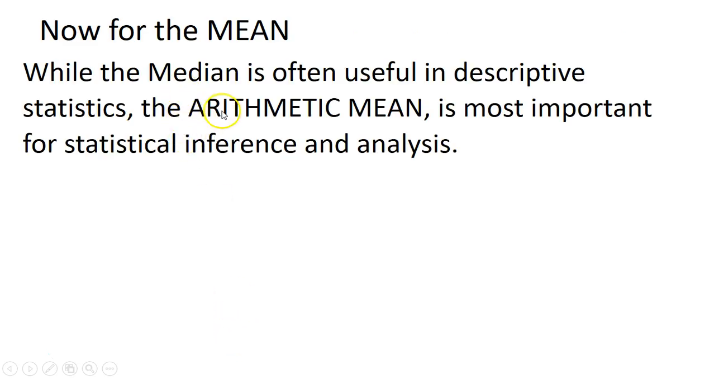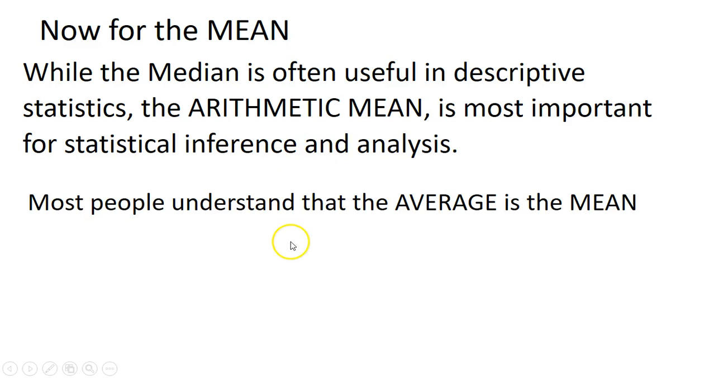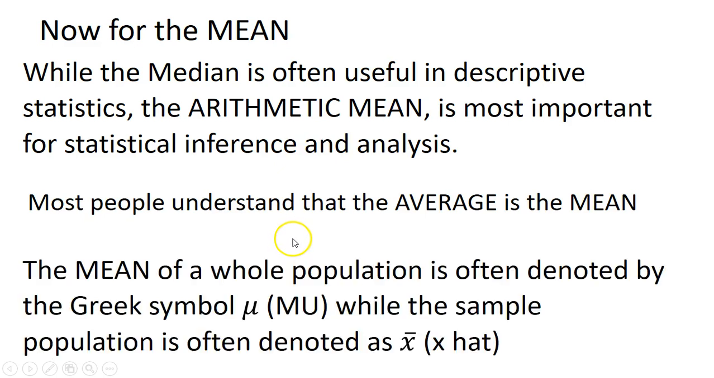While the median is often useful in descriptive statistics, the mean, which we normally call the arithmetic mean, is most important for statistical inference and analysis. It is a very important one. It is used a ton. Mean is used all the time. Most people understand that the average and the mean are basically the same thing, and the mean of a whole population is often denoted by the Greek symbol mu, whereas with a sample, it's normally denoted as x-bar.